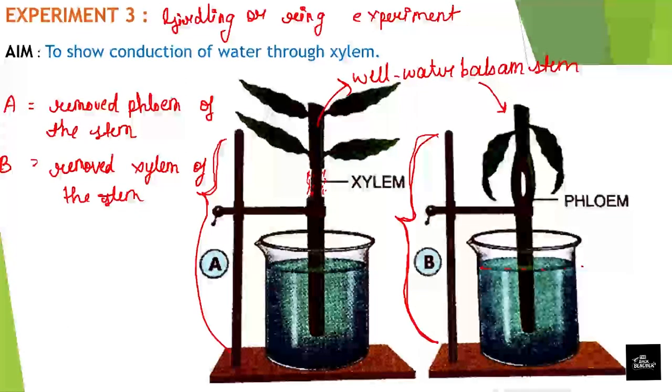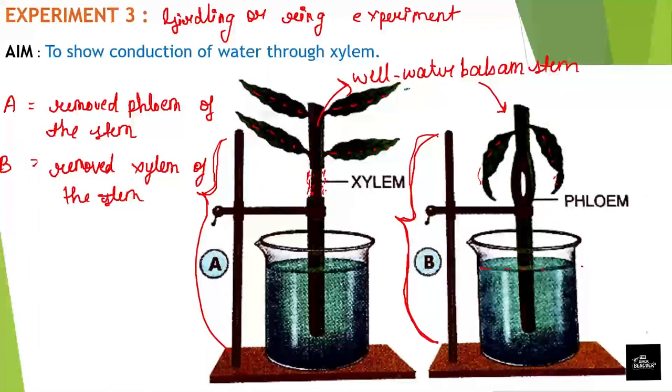Now we have to let the apparatus sit for some time, for some days we can say. After some days or after some hours, what we are going to observe is, in case of apparatus A, the leaves are very much turgid, the leaves still look fresh and perfect as they were when we first took the stem out. And in case of B, the leaves have become droopy. That is, they are not looking fresh and turgid anymore. They did not get the supply of water. That is why they look droopy. So that is how we are going to demonstrate this experiment.